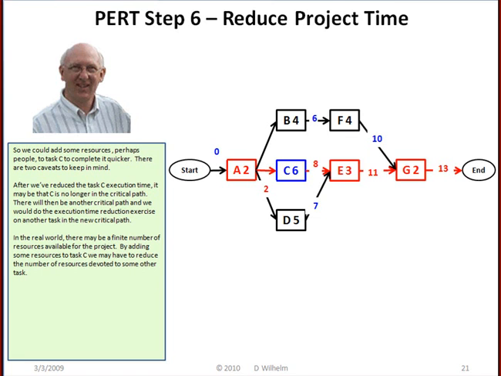There are two caveats to keep in mind if we do this. After we've reduced the task C execution time, it may be that task C is no longer in the critical path. There will then be another critical path, and we would do the execution time reduction exercise on another task in the new critical path. In the real world, there may be a finite number of resources available for the project. By adding some resources to task C, we may have to reduce the number of resources devoted to some other task.